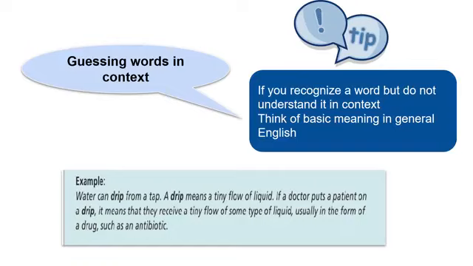So, if you recognize a word in general English but you don't understand its meaning in medicine in the context, think of the basic meaning of the word in general English. Here is an example from your book. Drip. What is the meaning of drip? Drip means tiny flow of liquid in general English. And in medicine, it means a drip that is given to the patient. The drip is here a fluid or drug that is given to the patient in the form of tiny flow of fluid.